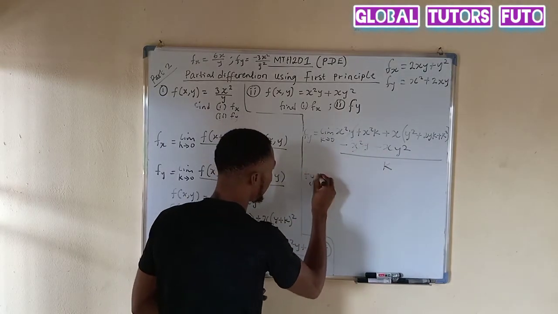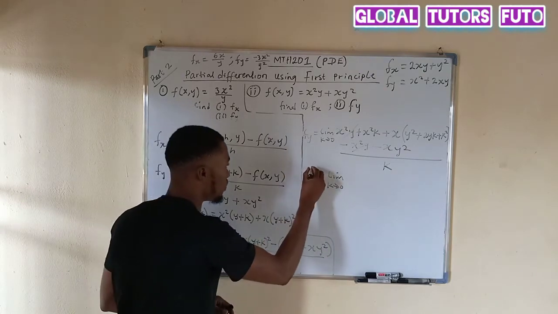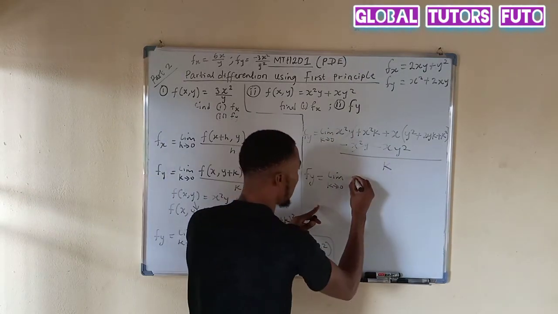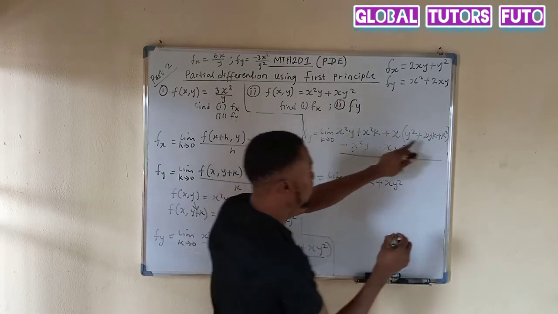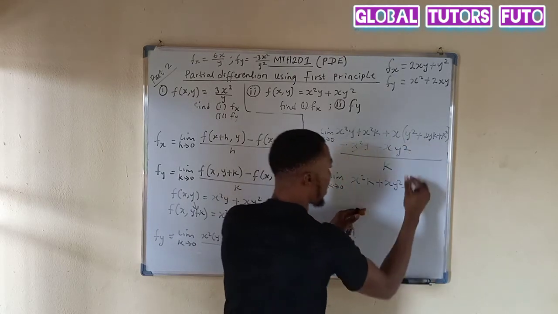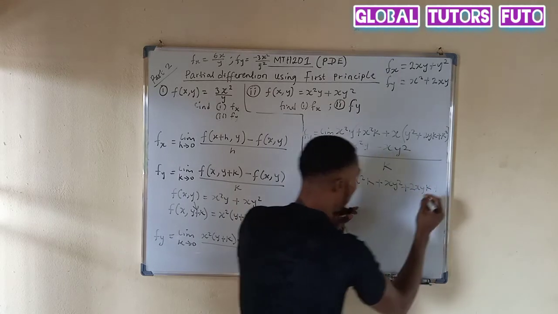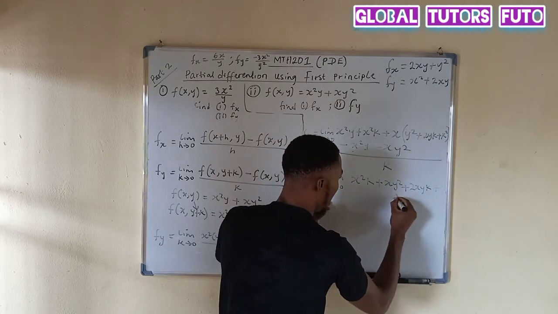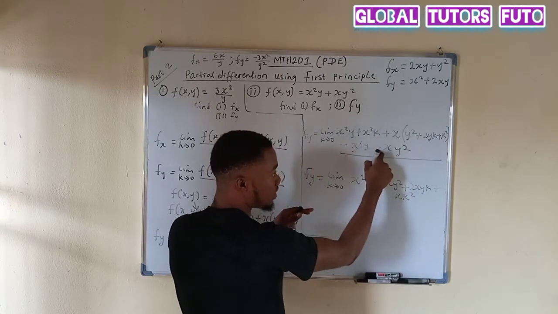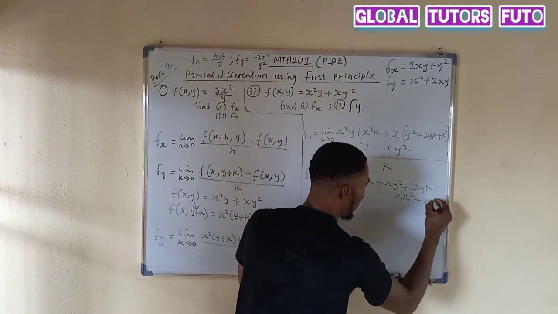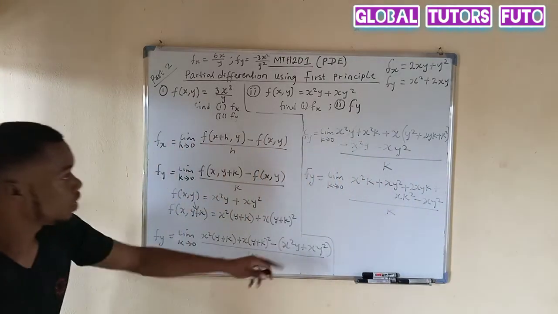So our f of y is equal to limit as k goes to 0. So this is x squared k plus this times this is x y squared. This times this will give us a plus 2xyk. Then this times this will give us a plus xk squared. This times this will give us xk squared over, okay, minus xk squared minus xy squared, everything over k.